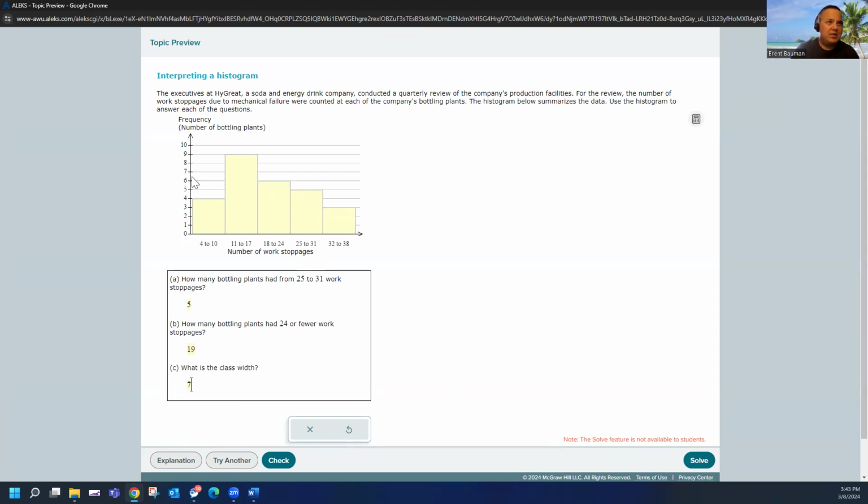So as you're reading histograms, make sure you're looking at the bins down here at the bottom when you're talking about certain categories, and the y-axis here will tell us the quantity that we're working with for each of those categories, and sometimes you're adding them up to figure out the totals.